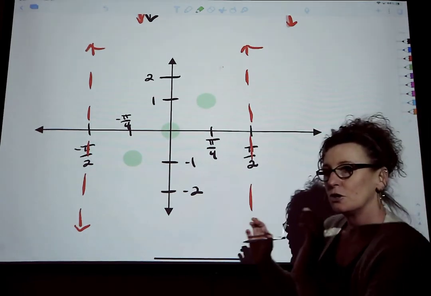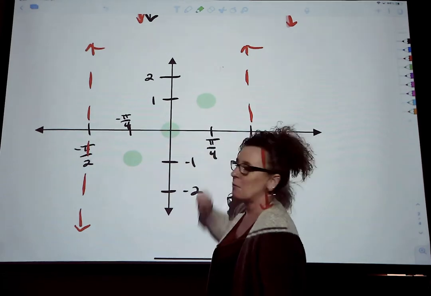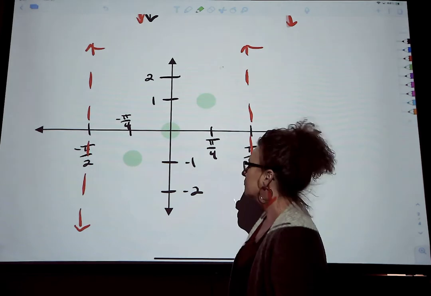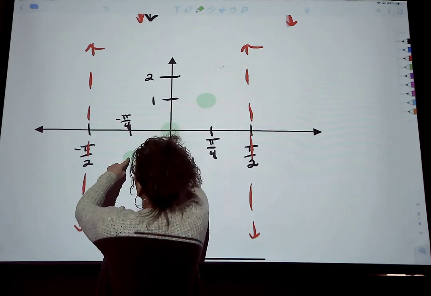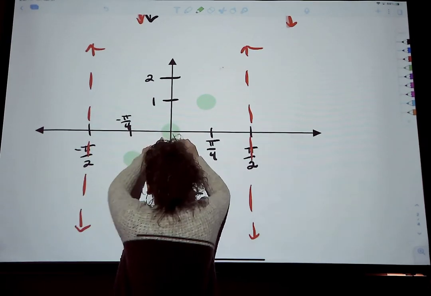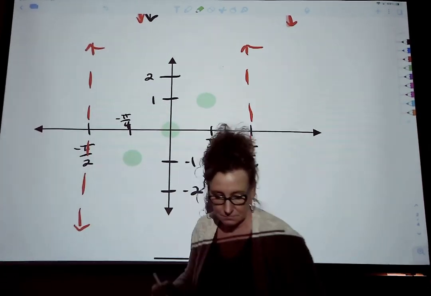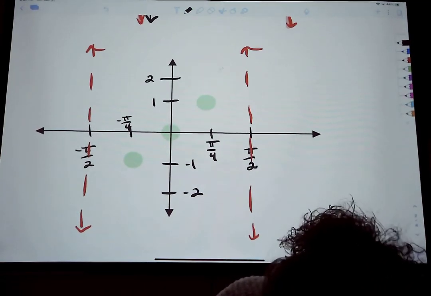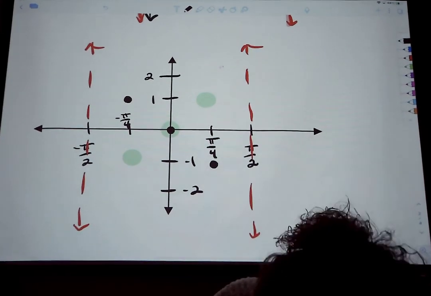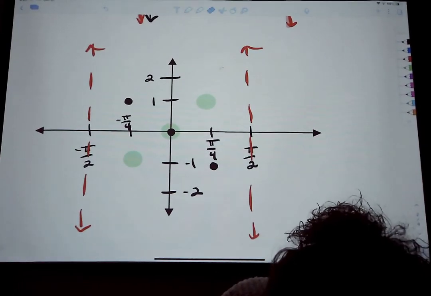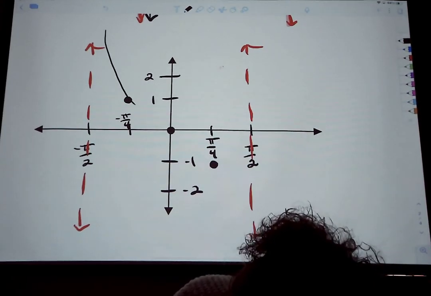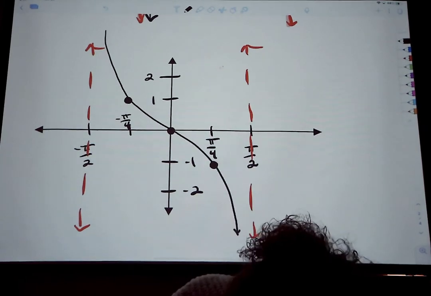Okay. Normally, this is where your 3 points would be. Flip them. Flip them. So, put this one up here. That one stays. Put this one down here. Hang on. Don't draw it yet. Wait for me.